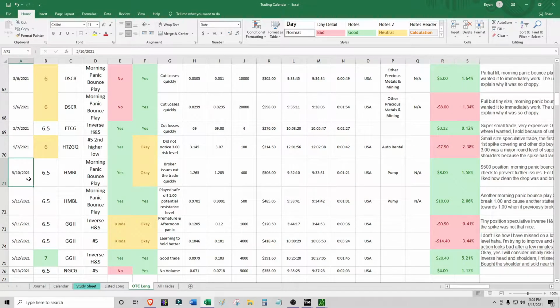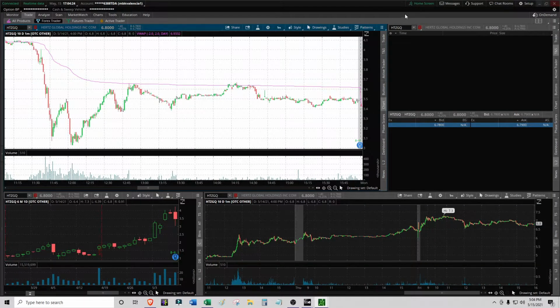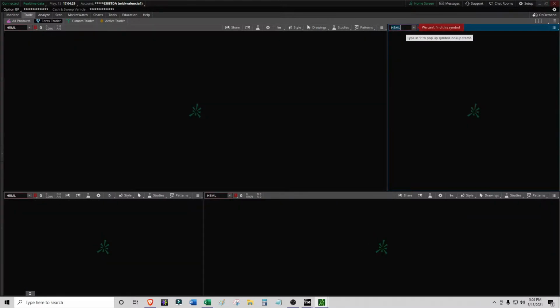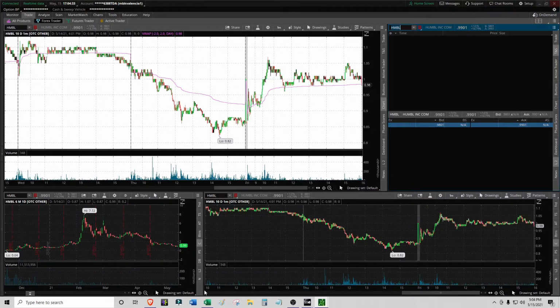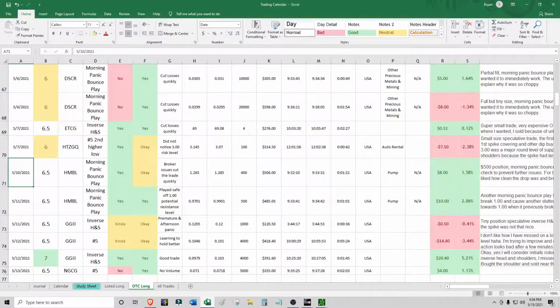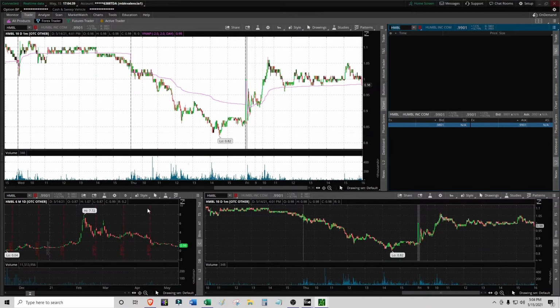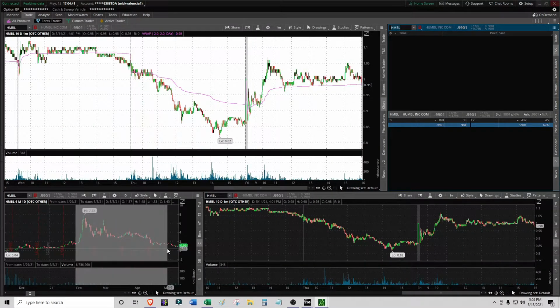So let's go to the next day, May 10th. This is HMBL. This is when I started to trade HMBL again. And let's look at May 10th, HMBL. Did I type it wrong? No. Not there. HMBL. The 10th. So let's look at the 10th. We'll do it from there.